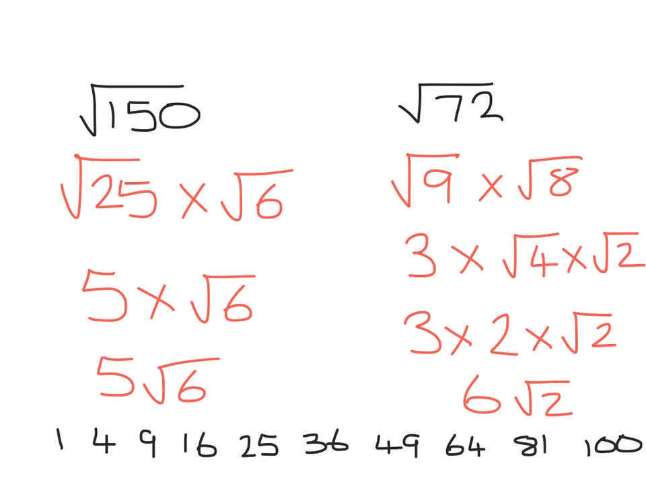Alternatively, we could have done root 36 multiplied by root 2. So that would have given us the 6 root 2 to begin with. You have to try and use the largest square number possible. If not, then you have to simplify all of the roots that you can.